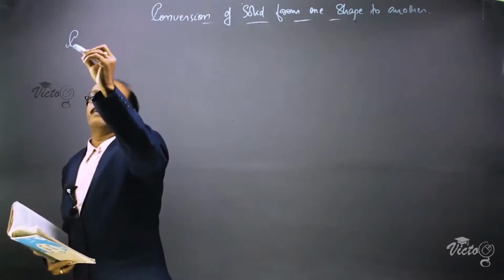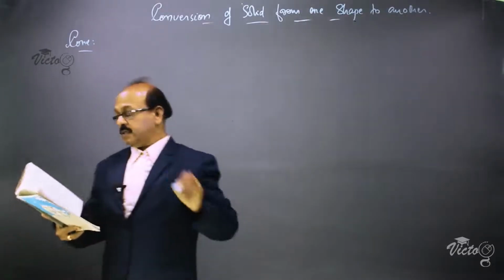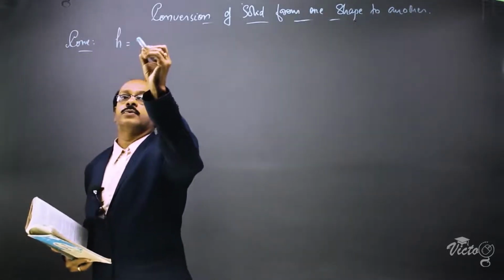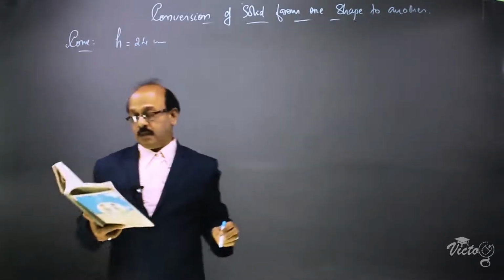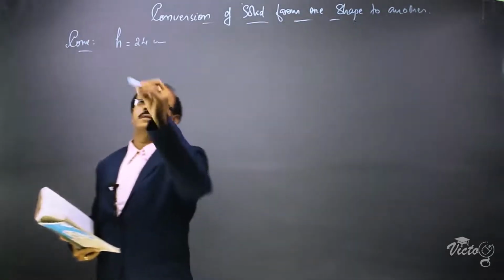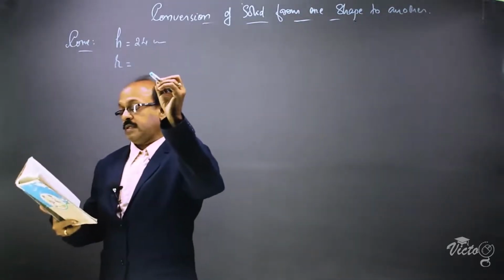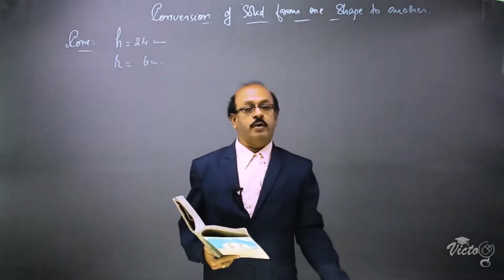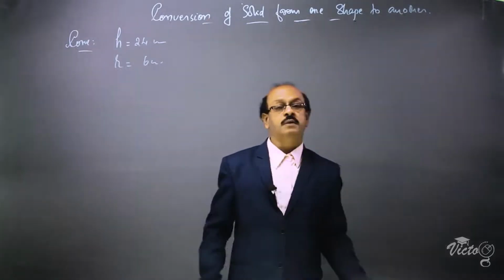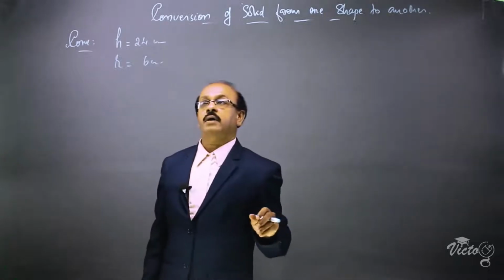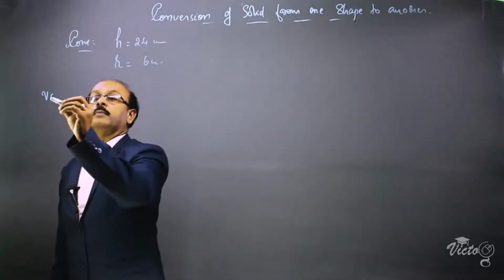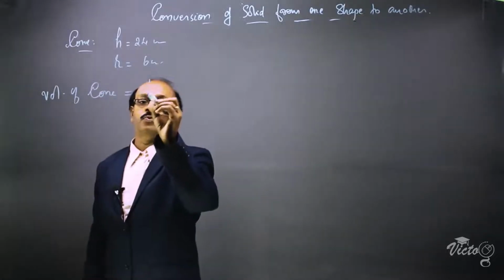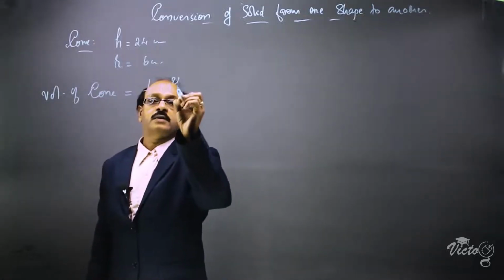For the cone, measures are given as 24 centimeter high, means h is equal to 24 centimeter, and radius of the base r is equal to 6 centimeters. Now we can find out the volume of the cone. Volume of the cone formula is 1 by 3 pi r square h. Formula for finding the volume is equal to 1 by 3 pi r square h.